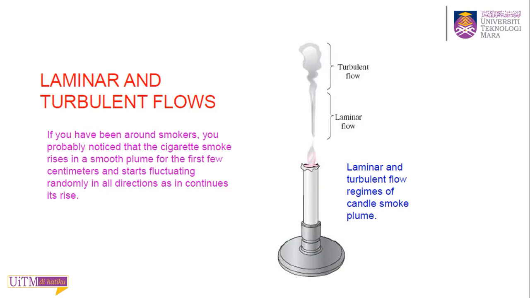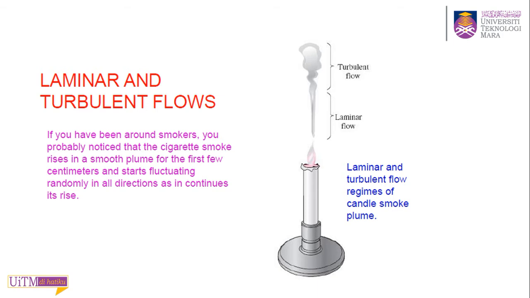Because we are dealing with fluid flow, we have to know whether the fluid is moving in a laminar or turbulent condition. We discussed this before in chapter 3. What is the difference between laminar and turbulent? Laminar is the flow in a smooth, highly ordered manner. It's one layer by layer.